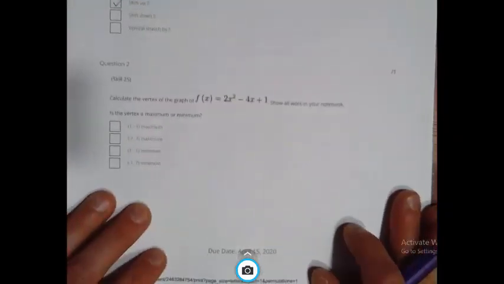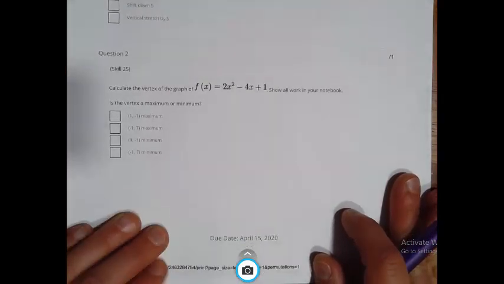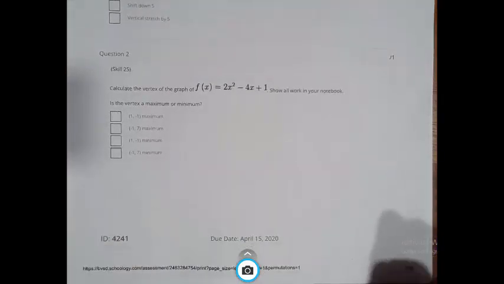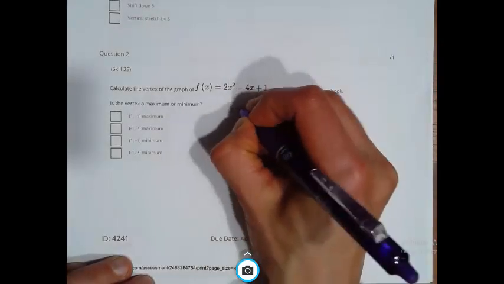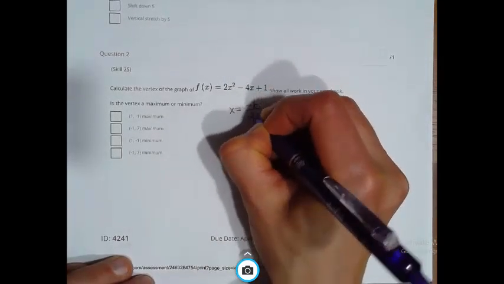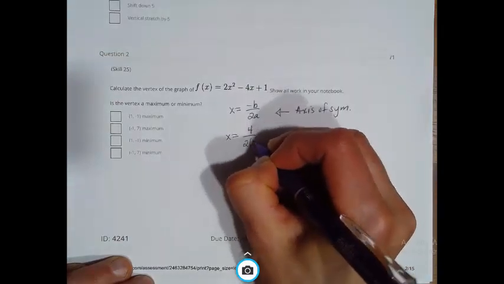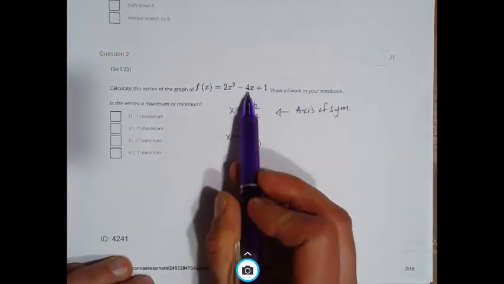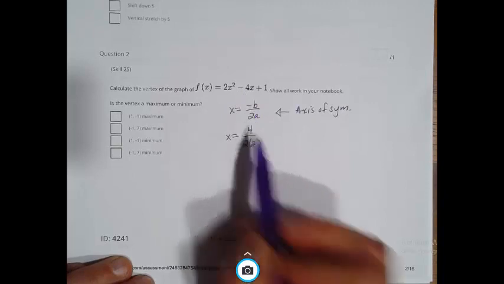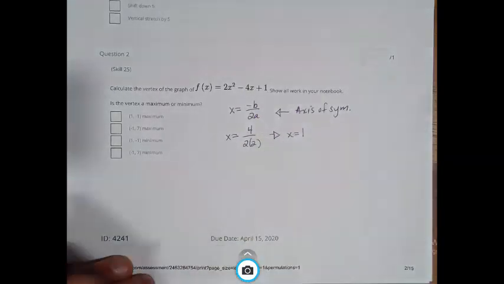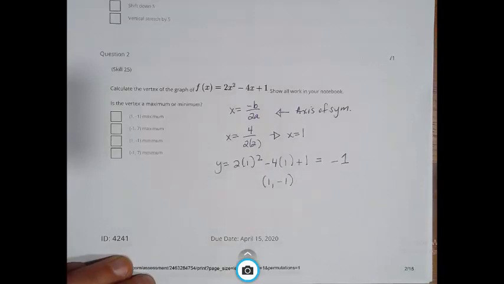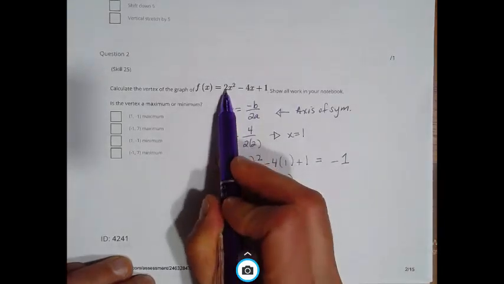Question number 2. It says to find the vertex, and is it a maximum or minimum? This is not in vertex form, so we've got to use our formula. Negative b over 2a, that's our axis of symmetry. So negative b, and the b is a negative 4, making that a positive 4. X equals 1 is my axis of symmetry, and I'm going to plug that in to find the y value of the vertex. So this has a positive a, which means this opens up.